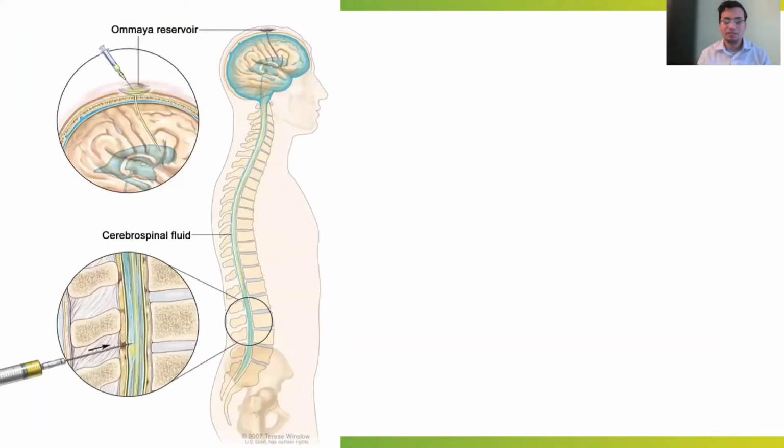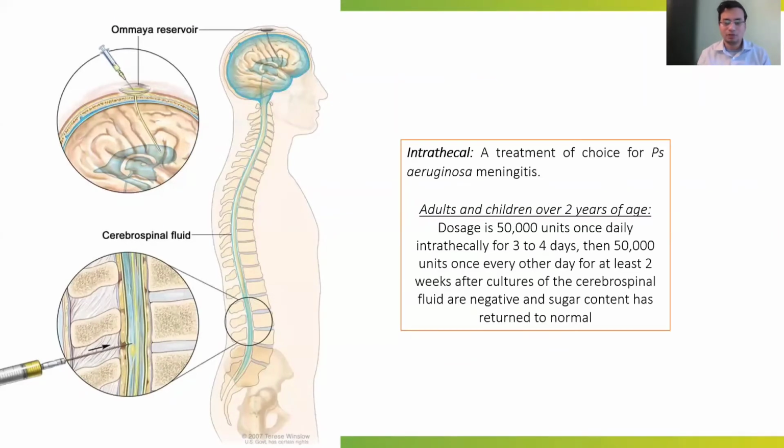CSF penetration may not be great. So for the intrathecal dose, you have to use 50,000 units once daily for 3 days, then 50,000 units on alternate days for at least 2 weeks after the cultures of CSF are negative and sugar content has returned to normal.